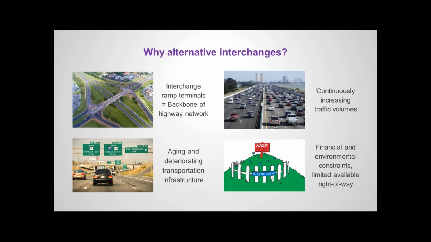Also, we have increasing traffic volumes, and with COVID, we're going to expect a lot more single vehicle trips. So continuously increasing traffic volumes. We also have aging and deteriorating transportation infrastructure, and a lot of this infrastructure just can't really support this increase in traffic volumes. And also we have financial and environmental constraints and just not much right of way. So these are the main reasons why we're considering alternative intersections and interchanges.